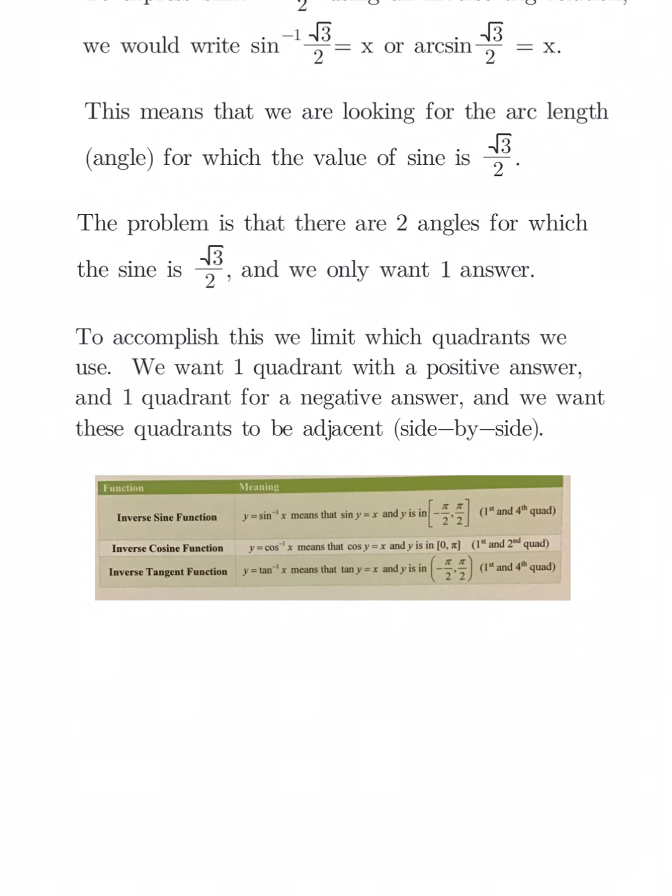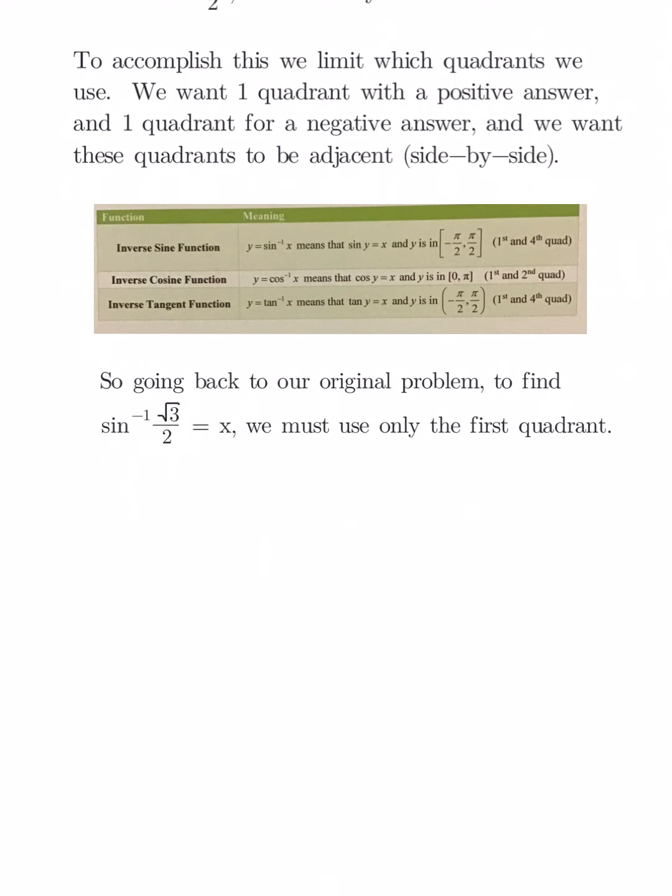So because of these limitations on quadrants, if we want to go back to our original problem, which is to find where the sine inverse of square root of 3 over 2 equals x, we must use only the first quadrant. So now to answer our question, we are looking for which angle in the first quadrant, because it's positive, has a sine of radical 3 over 2, and that angle is pi over 3. So our x is pi over 3.